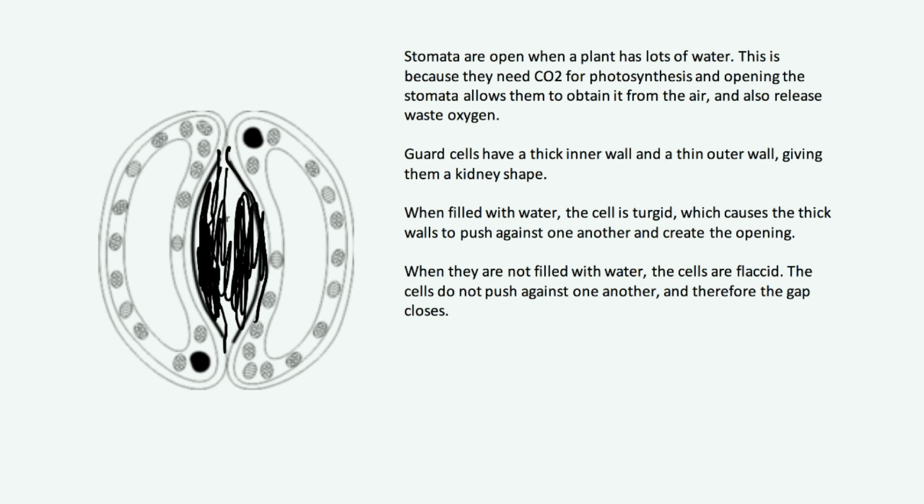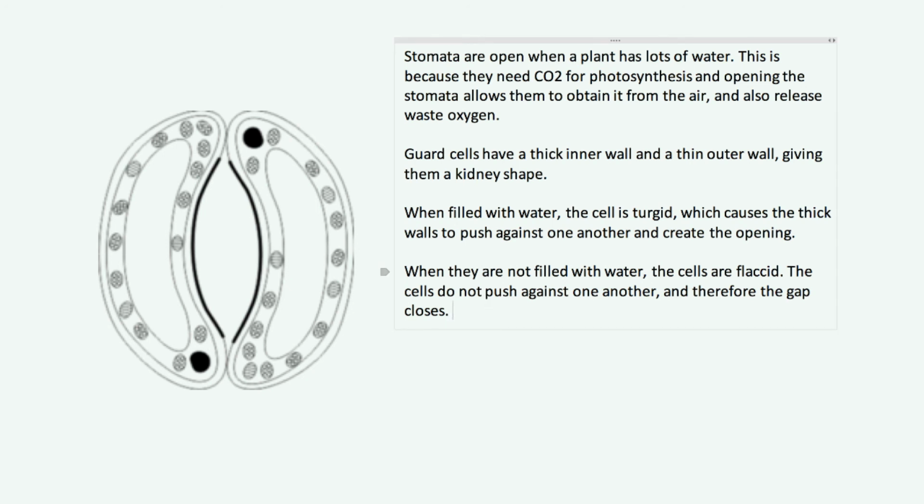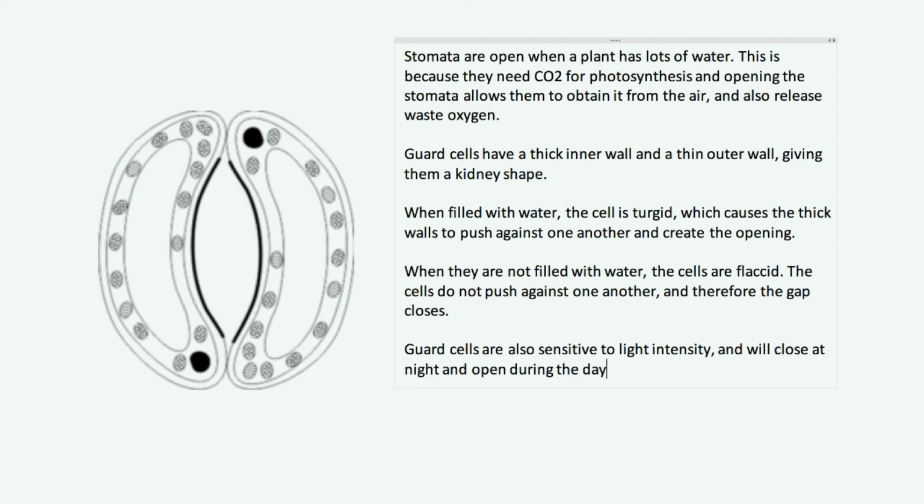And notice that now the walls are touching, and so there's no opening. That opening being the stomata, and so now that opening is not there anymore. Okay, and that is basically how the guard cells open and close the stomata based on how much water the plant has. Okay, also they are sensitive to the amount of light there is. So, guard cells are also sensitive to light intensity, and they will close at night and open during the day, right? You don't need to know the mechanism for that.